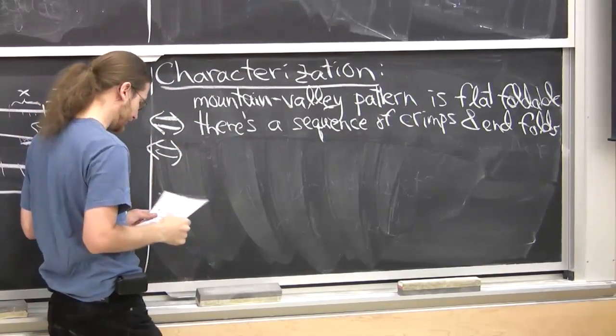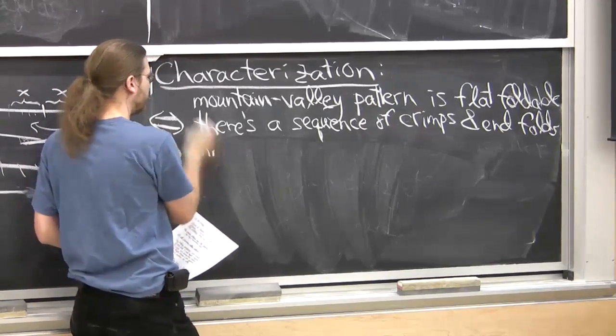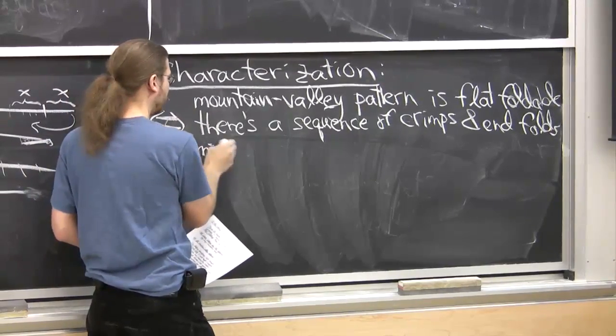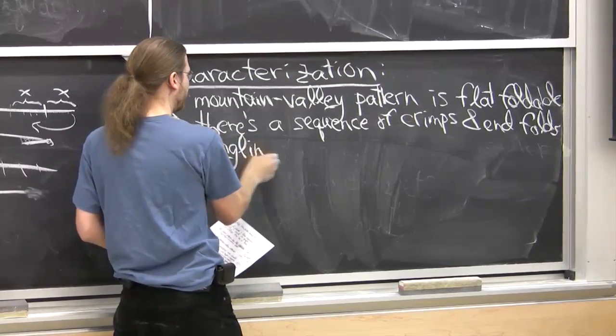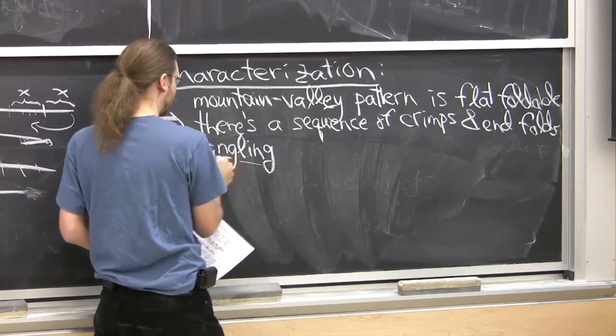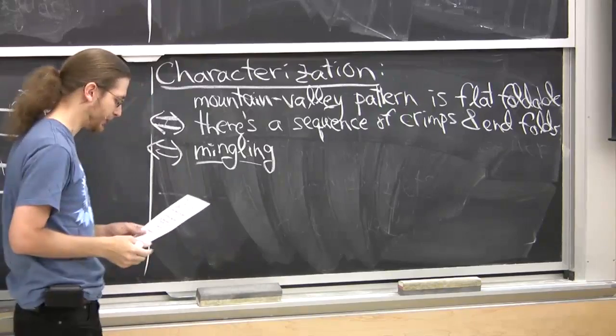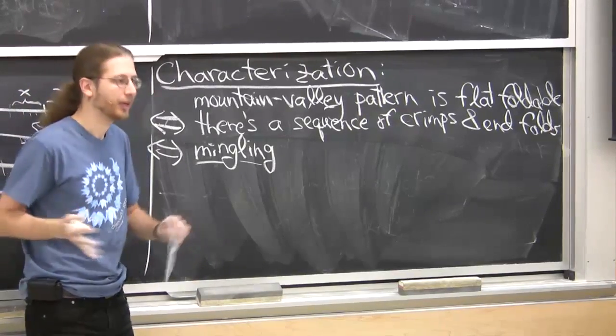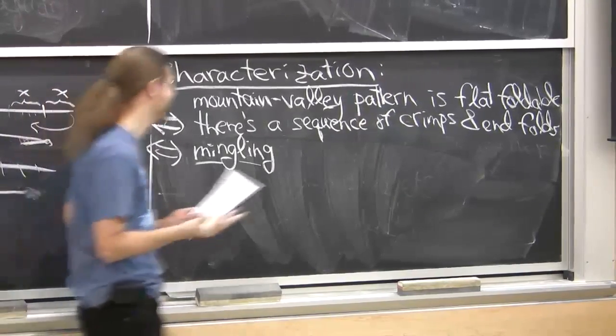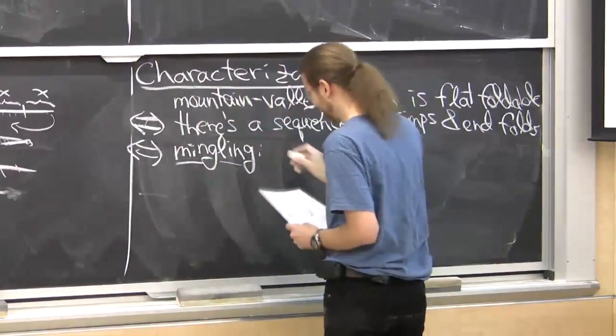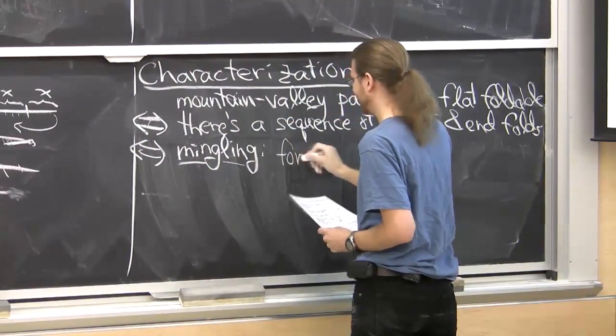And there's another characterization which we use to prove this one. This is the one we care about. And this one's a little bit easier to think about. I call it the mingling property. It says mountains and valleys hang out with each other, basically. That's why I call it mingling.